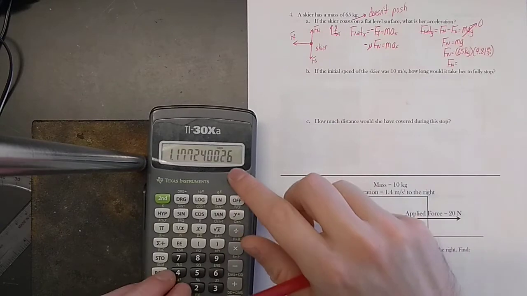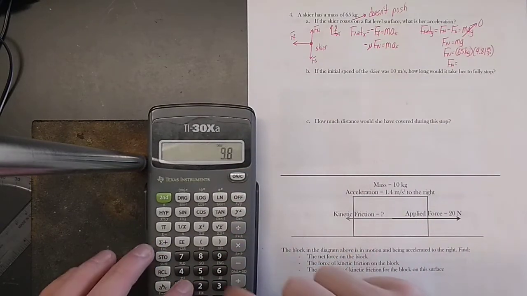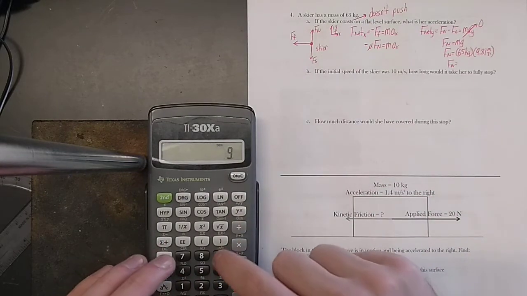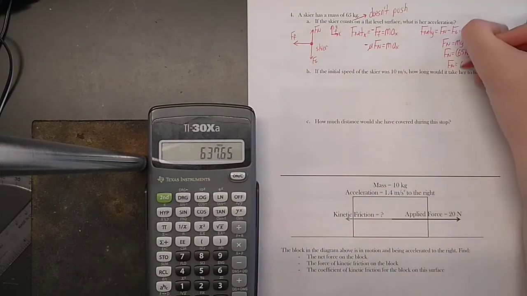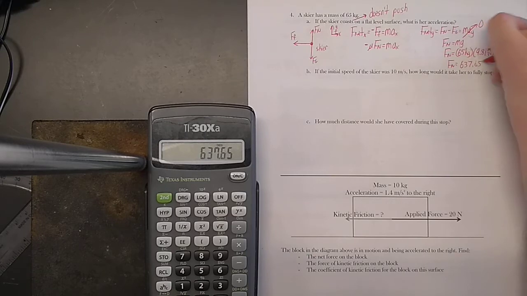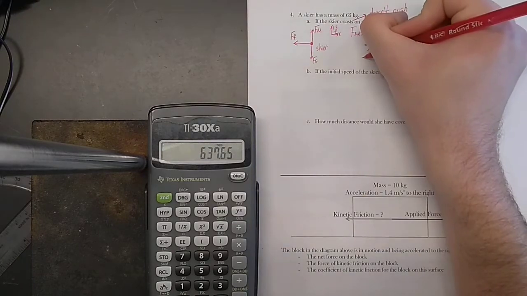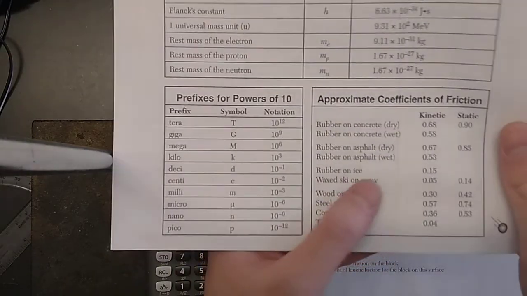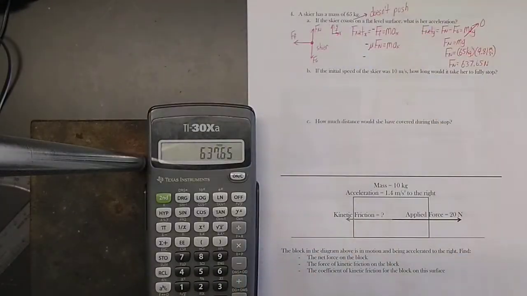So the normal force must be equal to, oh, I did that wrong. 65 times 9.81, 637.65 newtons. The coefficient of friction between waxed skis and snow is 0.05.